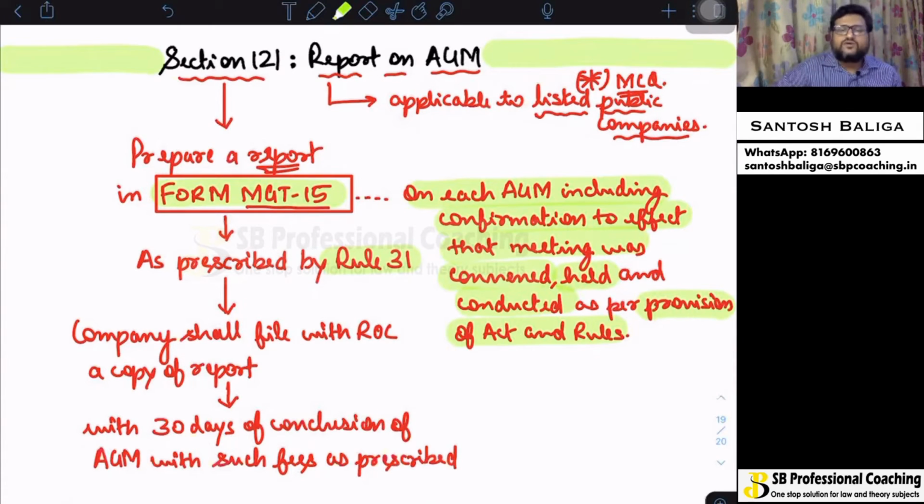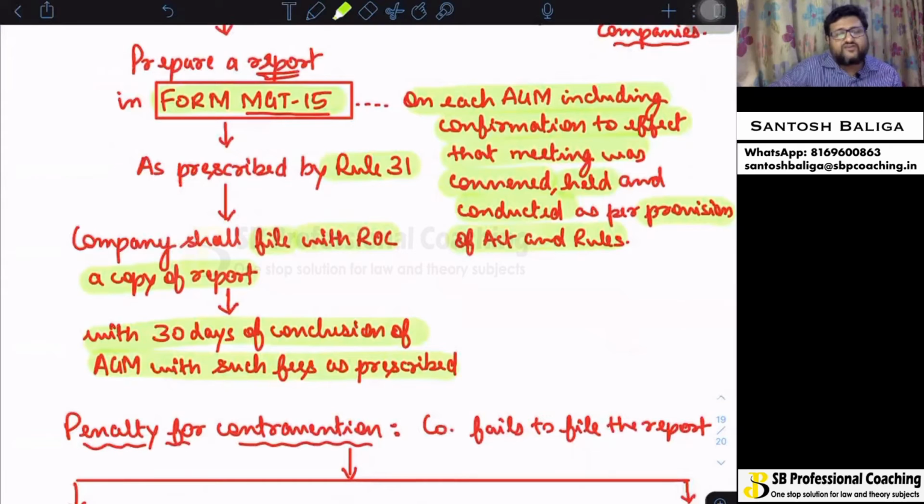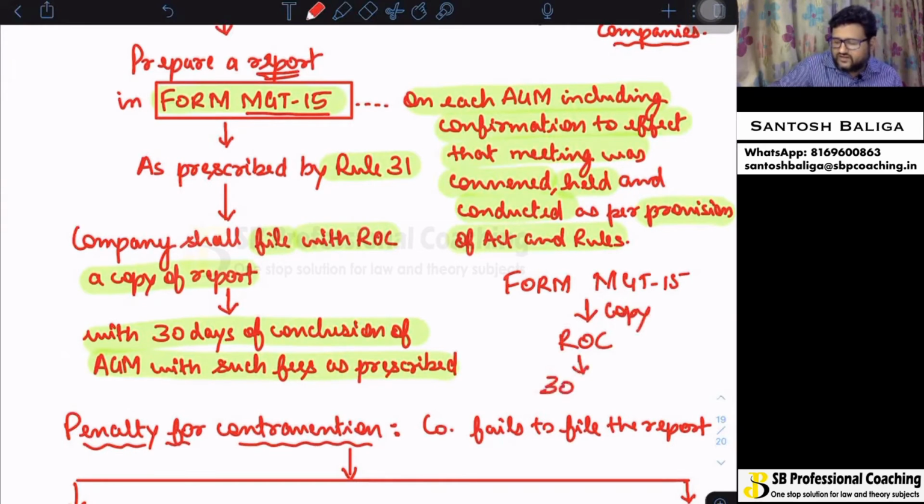Okay, now coming back to Section 121, the Rule 31 will be applicable over here, and it says that the company shall file with the ROC a copy of such report, which is MGT 15, within 30 days of conclusion of the AGM, with such fees as may be prescribed. So the points that we have discussed over here is that form MGT 15 has to be prepared, which is a report of the AGM. It has to be filed with the ROC. A copy has to be filed with the ROC within how many days? Within 30 days of the conclusion of the AGM. Okay, this is a simple point in this Section 121.